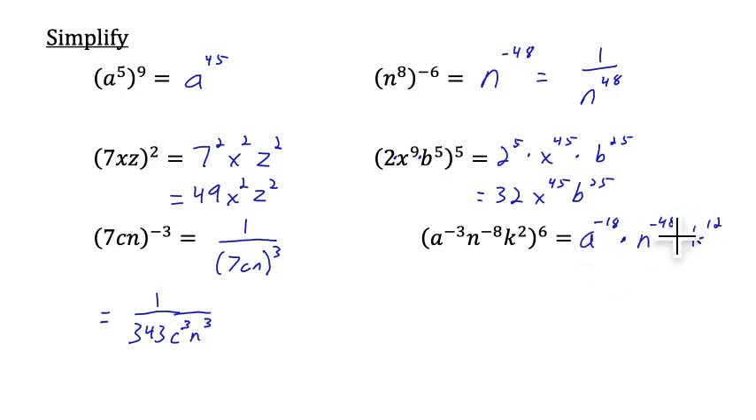Now let's get rid of these negative signs by moving those particular pieces to the denominator. So we're going to move the a's to the denominator. When we do that, the negative sign goes away. We're going to move those n's to the denominator. But the k's do not have a negative exponent, so they're going to stay in the numerator.